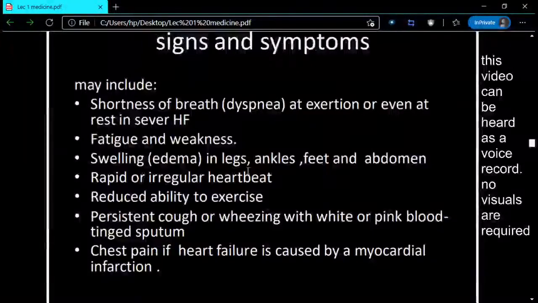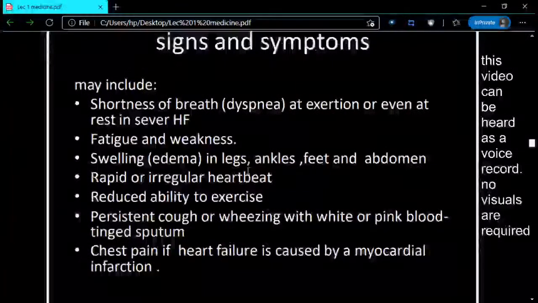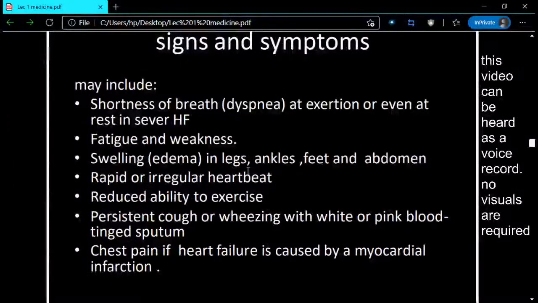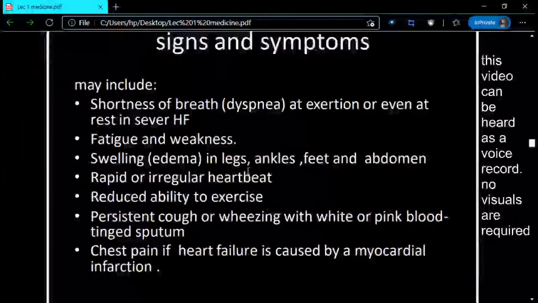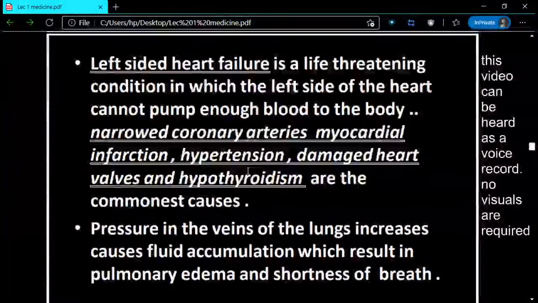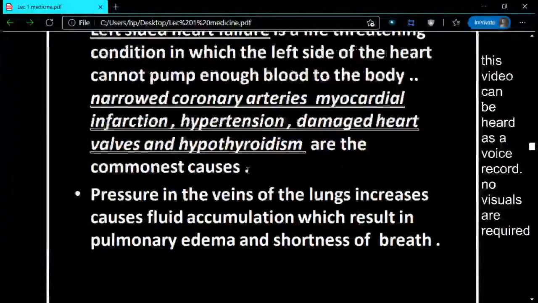Shortness of breath, dyspnea, on exertion or even at rest, fatigue, weakness, swelling, rapid or irregular heartbeat, reduced ability to exercise, persistent coughing or wheezing with white or pink blood-tinged sputum, and chest pain if heart failure is caused by myocardial infarction. Left-sided heart failure is a life-threatening condition, causing hypertension, damage, etc.